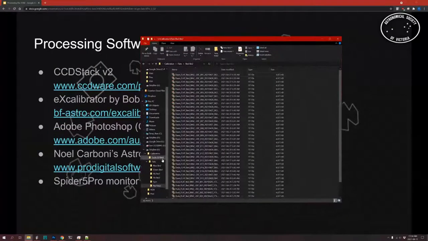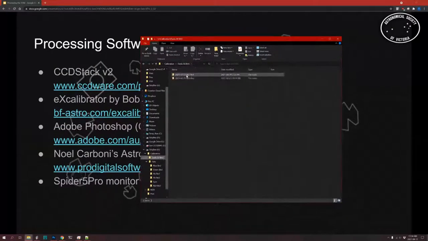If I have a look at my darks and biases, there you go. I took them in February. I'm well and truly overdue, 6 months now. And I will certainly be taking them soon because I shoot them, the darks and biases, during the day.